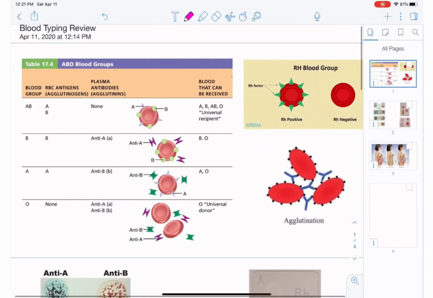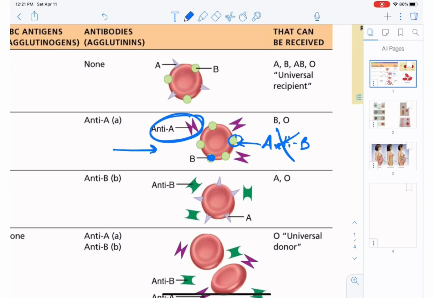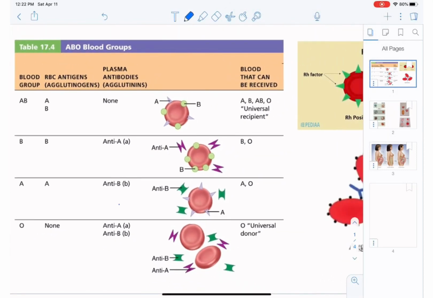So let's use the type B individual as an example. So the type B individual has B antigens. Now what they don't have are anti-B antibodies, because if that was the case, then they would attack their own antigens, and we don't want that. So they do not have those. Instead, what they have are anti-A antibodies. The type A individual, they're going to have anti-B antibodies.